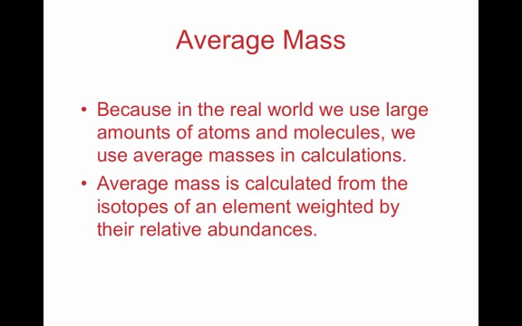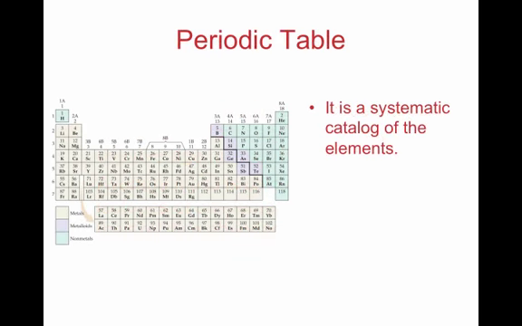The average mass is calculated from the isotopes of an element weighted by their relative abundances. This is called a weighted average. We take their percent abundance, multiply it times the mass of that isotope, then add it to the products of the different percent abundances of the different isotopes times their masses, then divide by the total number of isotopes, and that's going to be the number for the average atomic mass we put on our periodic table that we use today. Just a little bit of background as to how that number was determined and placed on our periodic table.